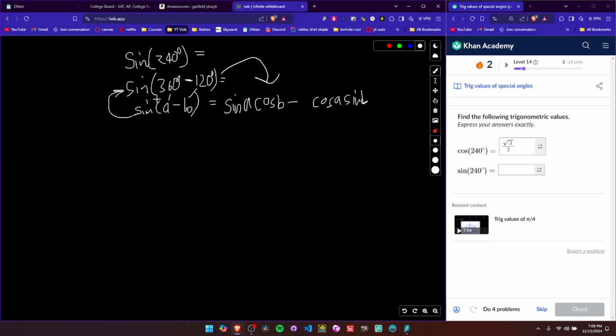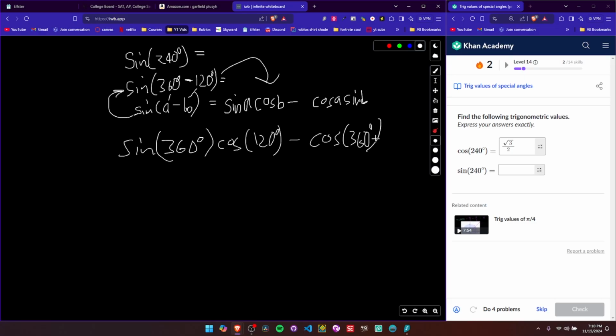So we know that 360 is A and 120 is B. So sine of A, which is 360, times cosine of B, which is 120 degrees, minus cosine of A, which is cosine of 360 degrees, times sine of B, which is 120 degrees. From here, we can simplify this further.